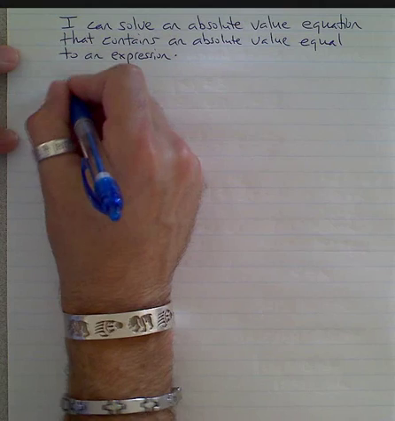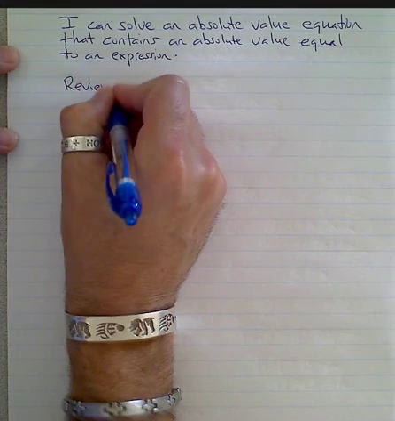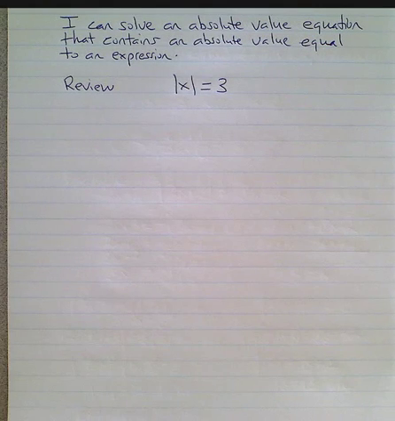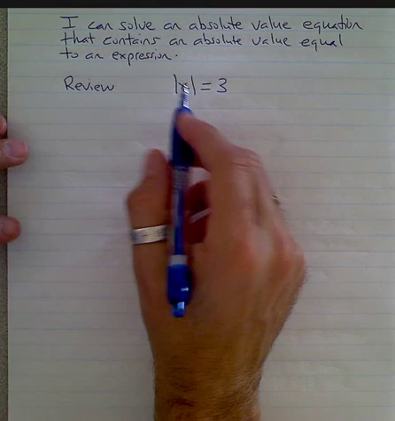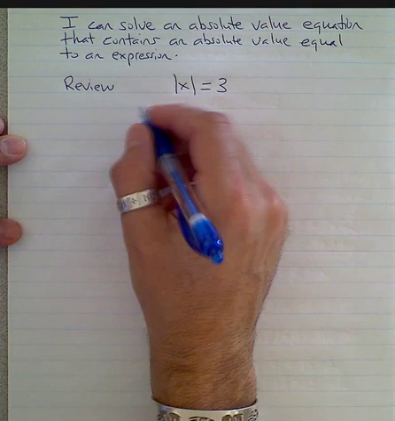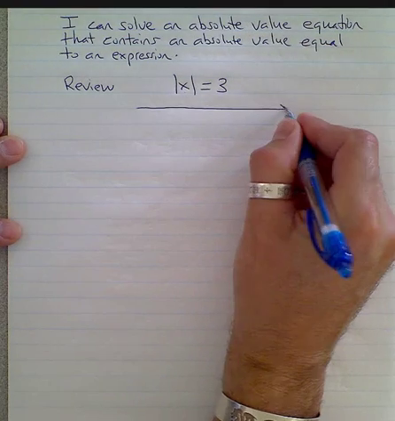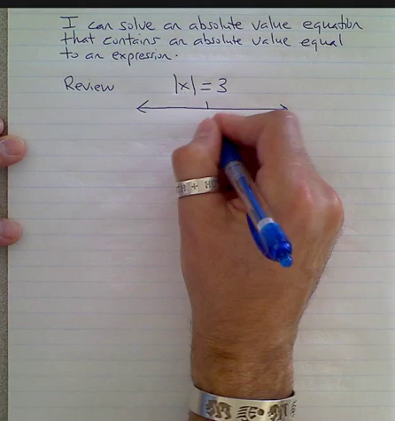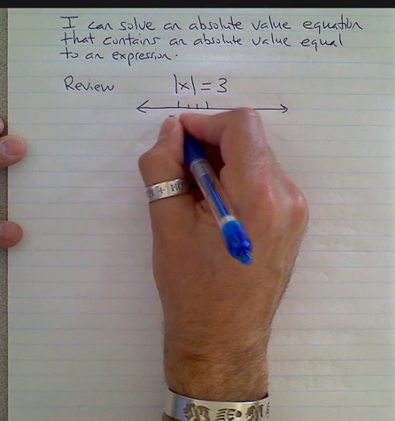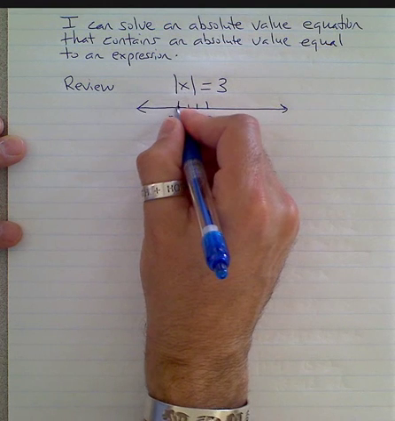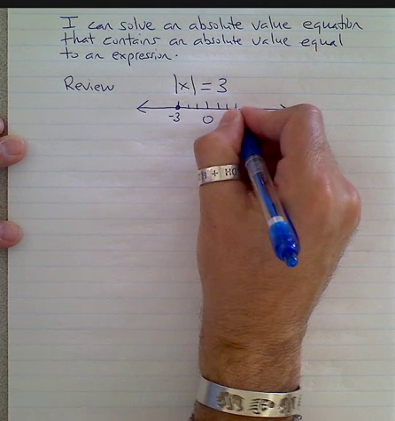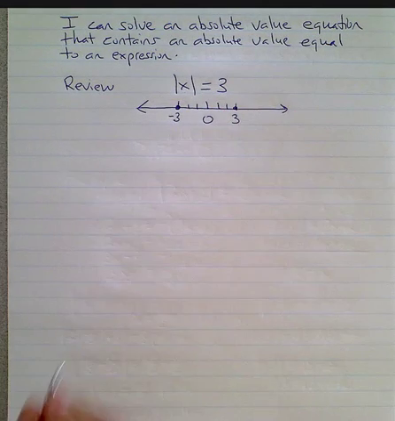Let's begin with a quick review on what exactly it means when we say the absolute value of a value. The absolute value of 3 is asking us what are values of x that are going to be 3 units from 0. Considering this, you would have -3, which is 3 units to the left of 0, and +3, which is 3 units to the right of 0.